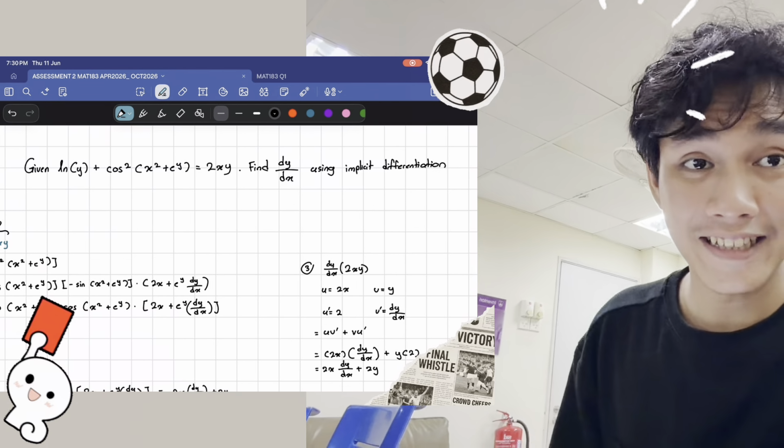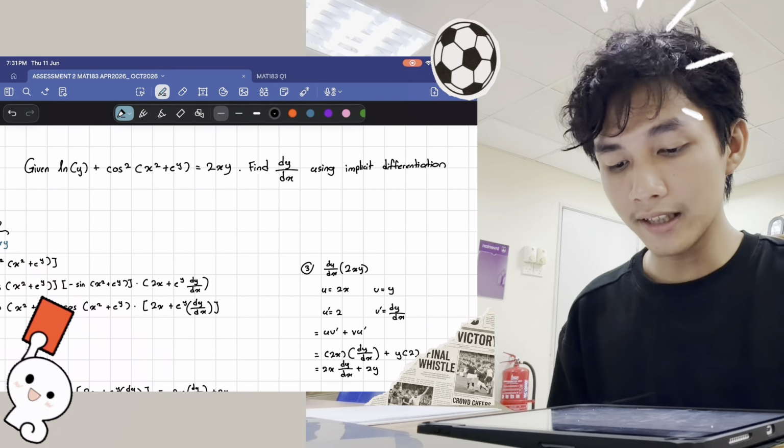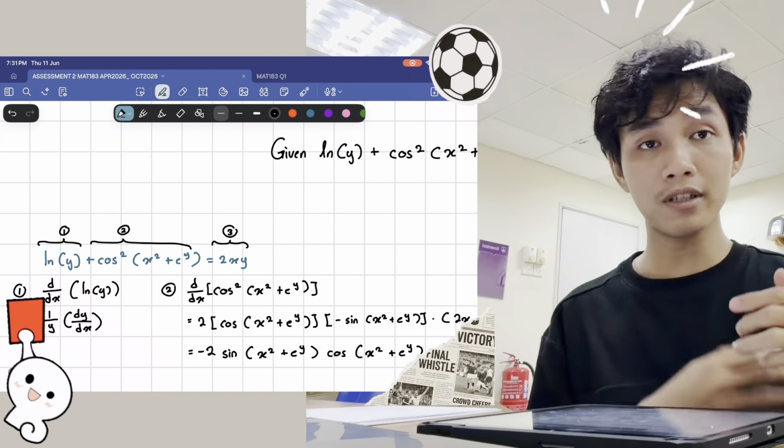Hi, see me again in the third question. The third question is: given ln y plus cos 2x squared plus e to the y equals 2xy, find dy over dx using implicit differentiation. So what we need to do first is differentiate it one by one.